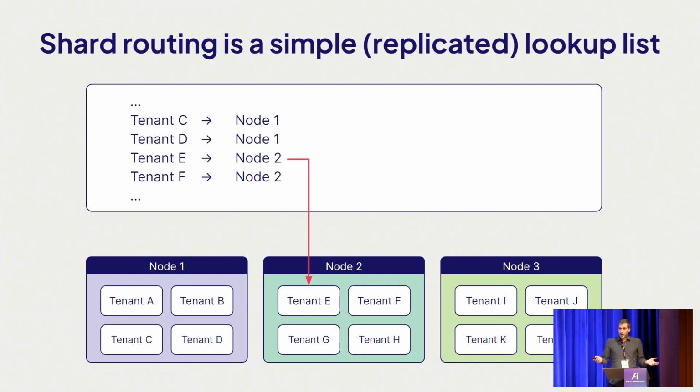The routing part got way simpler because we don't need the whole ring hashing anymore, because if we have a single tenant, a single shard per tenant, that's basically just a replicated lookup list. So in this example, request comes in for tenant E. We know that tenant E is scheduled to node 2, and then if we're not node 2 ourselves, then all we do is basically forward the traffic to node 2, and node 2 can handle it.